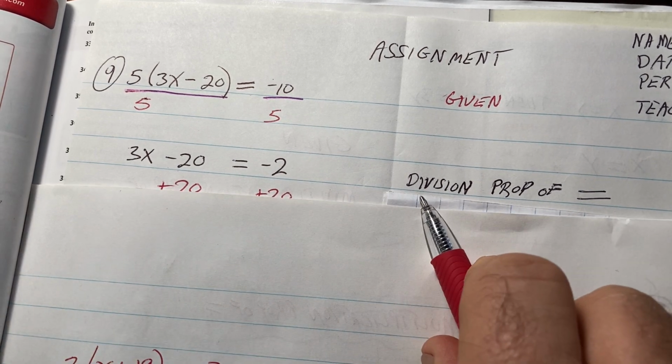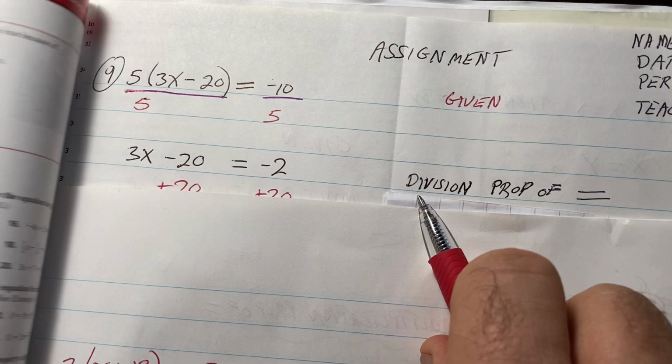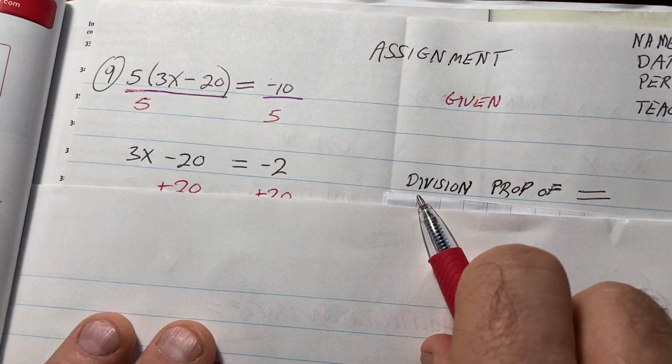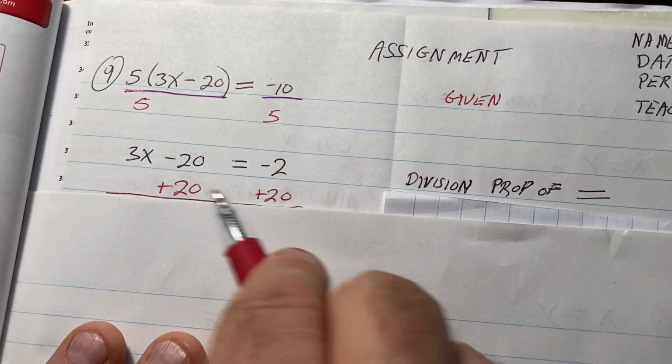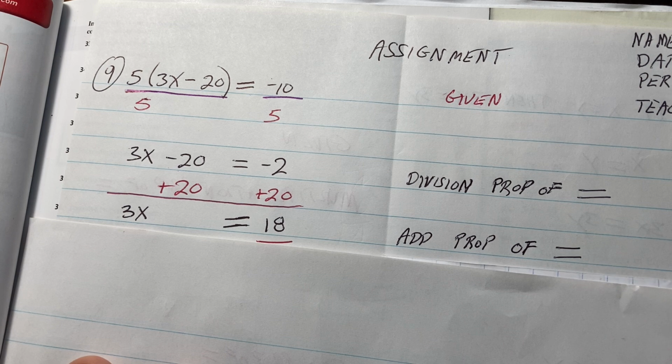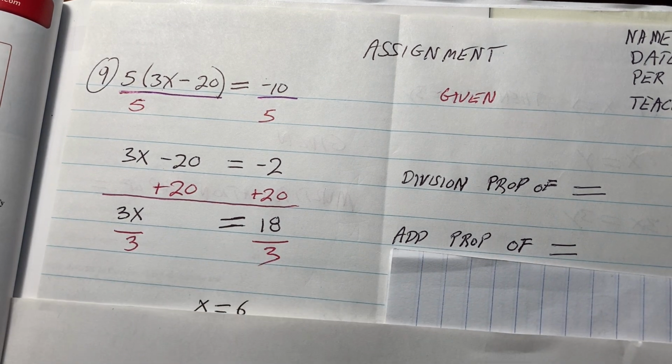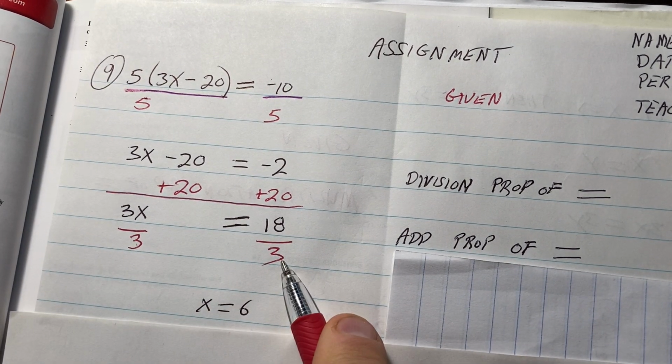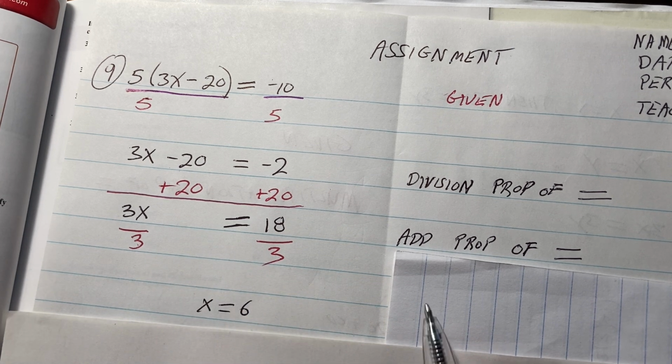Again, these notes are back here on pages 92, 93, and 94. Over here, we added 20 to both sides. That's why that's the addition property of equality. Okay? We divided both sides by 3. If you divide both sides, I wonder what that one's going to be.